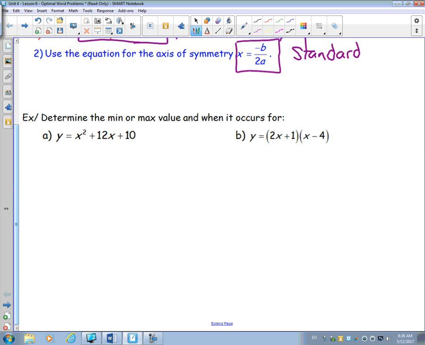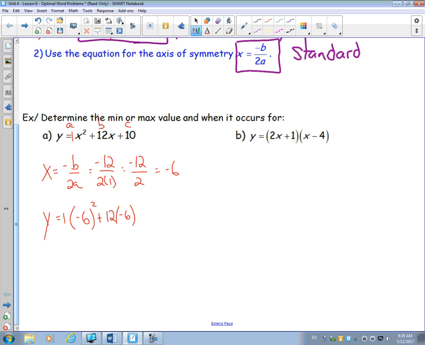So this first example says, determine the min or max value when it occurs. Well, if I look at the first example, I have standard form. I have ax squared, where a is 1, bx, and c. So I can use my formula way. I can use negative b over 2a, or in our case, negative 12 over 2 times 1, which is negative 12 over 2, which is negative 6. Once I know that, I can plug that back into my equation for all the x's. Make sure you put in brackets, because you want to square the sign and the number. If you do that properly, you should end up with negative 26.